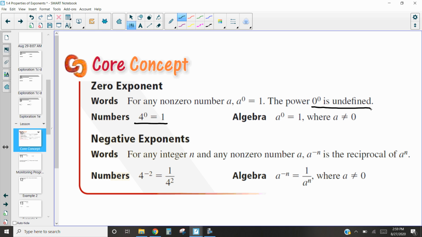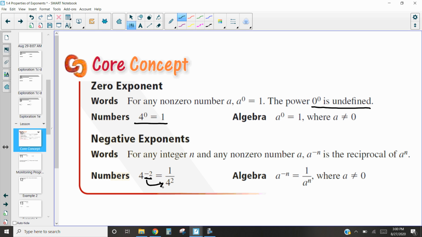So let's look at an example. Here we have 4 to the negative 2 power. Notice 4 to the negative 2 is equal to 1 over 4 to the power of 2, or 4 squared. And that occurs because we have that reciprocal. That negative tells us it needs to go to the other place, so this will bring us down to the bottom of a fraction. Okay, that'll happen every time.